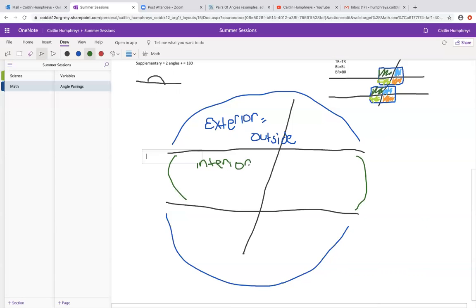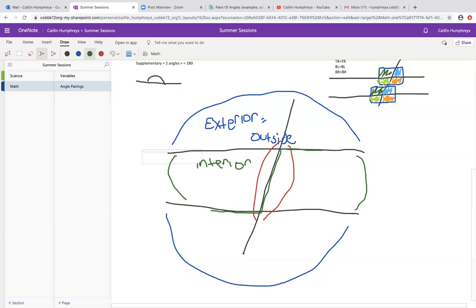Interior. Okay, which means inside. So you have different pairs in here, right? You have same side and alternate. Well, if we're on the same side, we are on the same side. Can't make that much more simple. So let's look at this. We have exterior and interior. Then we have same side. Same side. And then we have alternate sides. So let's look at that.